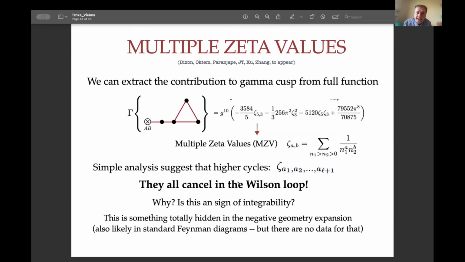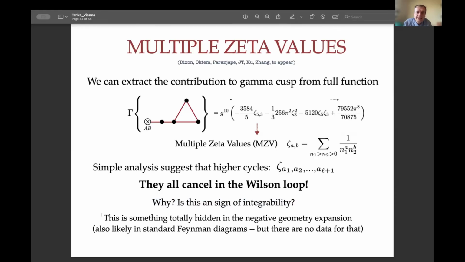But they all cancel in the Wilson loop. So there is a conspiracy between this diagram and other diagrams such that they all cancel in the end. So anyway, perhaps this is another sign of integrability, the fact that only the single zeta values are present. And I think it's an important question to see how this actually happens.